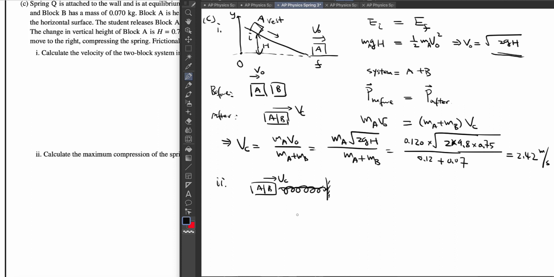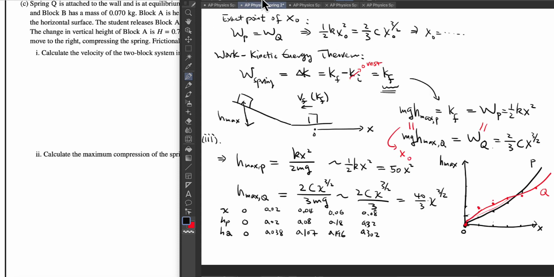Okay, and at the maximum compression, they will stop, and all the energy will be converted into the potential energy of the spring. Let me tell you that for spring Q, the potential energy expression will be 2/3 C x to the power 3/2. That comes from the integral that we did earlier.